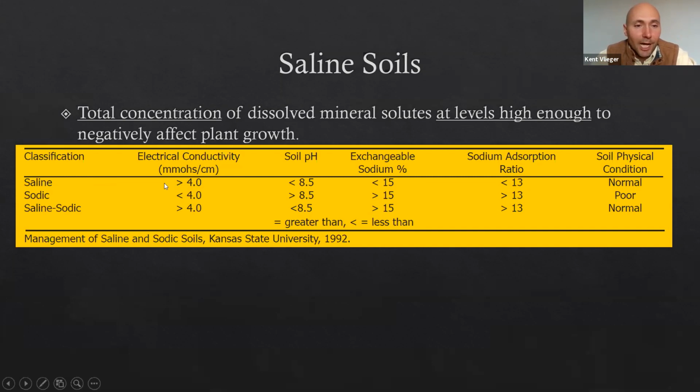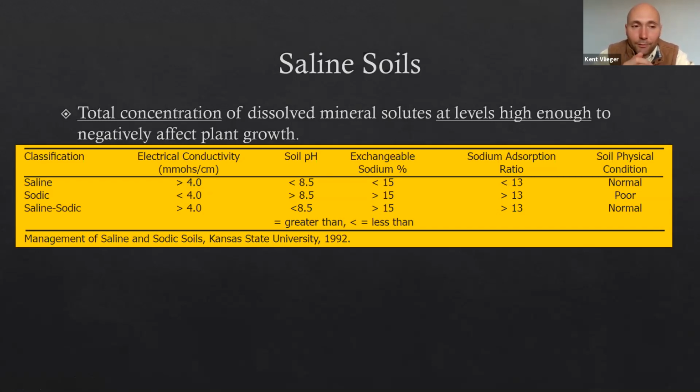If you look at this top row under saline, anything with an EC, that's electrical conductivity, over 4 is going to meet that definition of being saline. 4 is just kind of that base level. If you've got an EC of 4, you're probably not going to get real great germination, if any, on your corn and soybeans. You may see germination on some small grains, but you're certainly going to see yield loss.